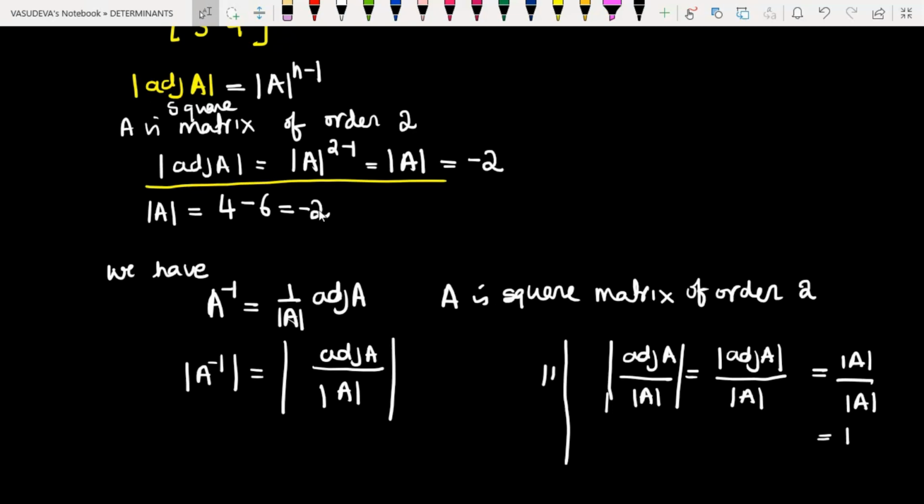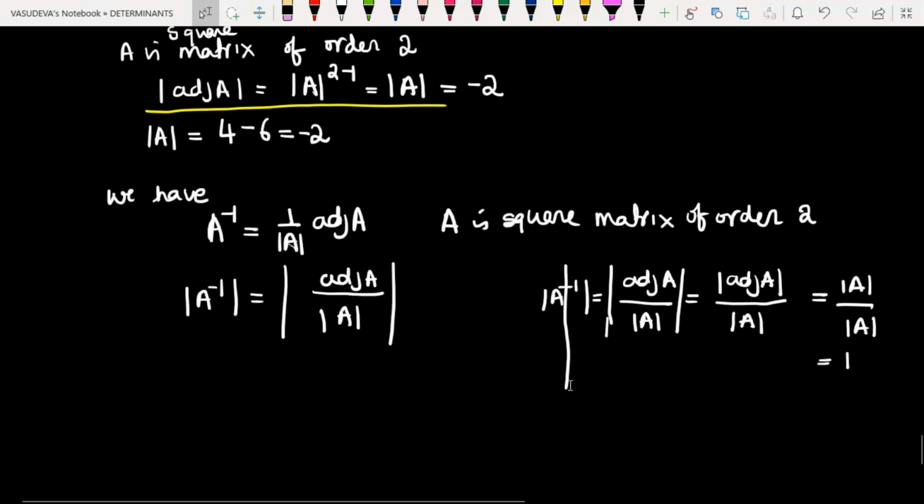So here determinant of A inverse is equal to 1. Many students commit this mistake. Just try to identify where we have committed the mistake here, which is very important, because you must know the mistakes also.